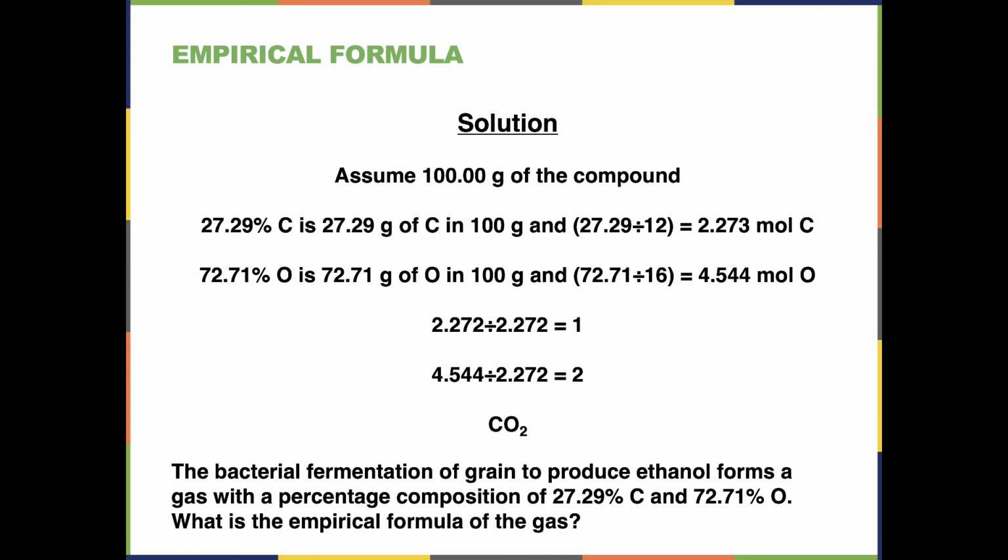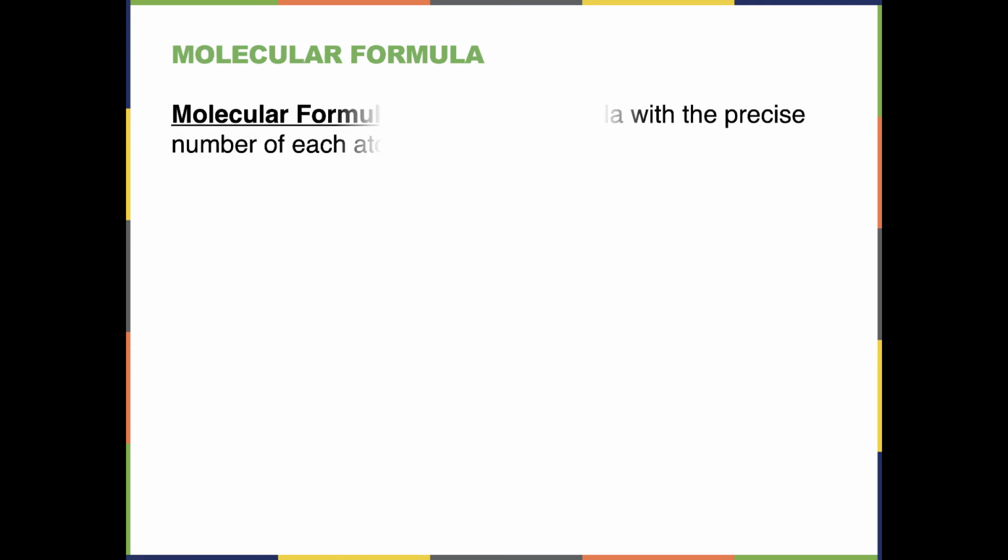Then you divide by the molar mass of carbon, which gives you 2.273 moles of carbon, and the molar mass of oxygen, which gives you 4.544 moles of oxygen. The carbon is the smaller number, so you divide both of these numbers by this number, and you end up with 1 to 2, or CO2, carbon dioxide.